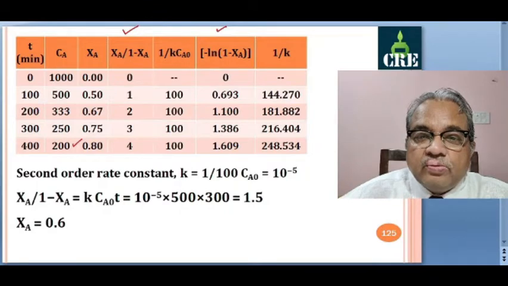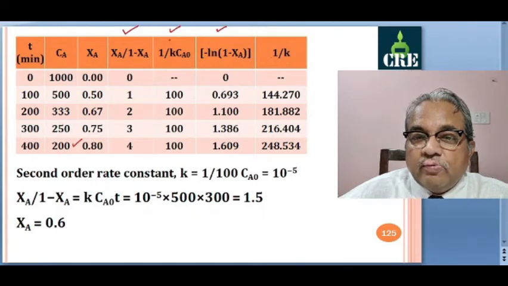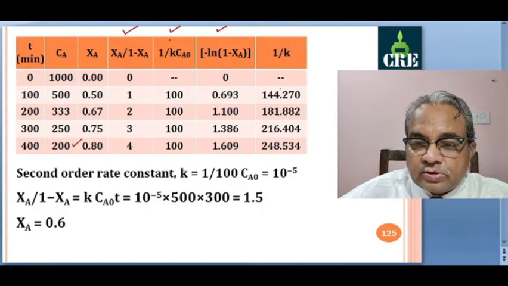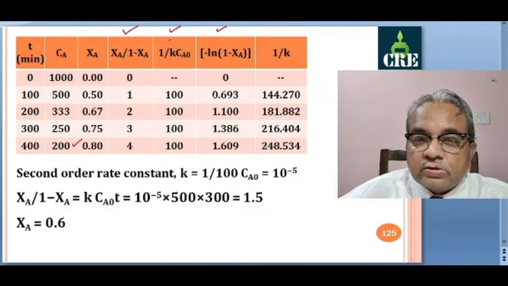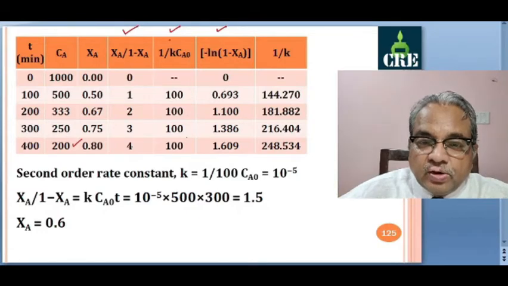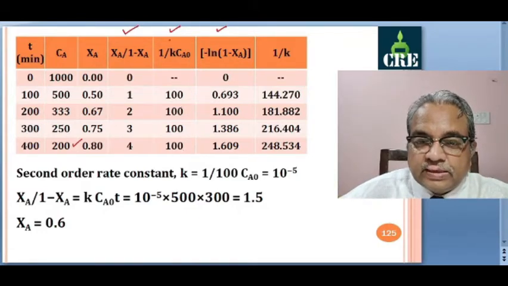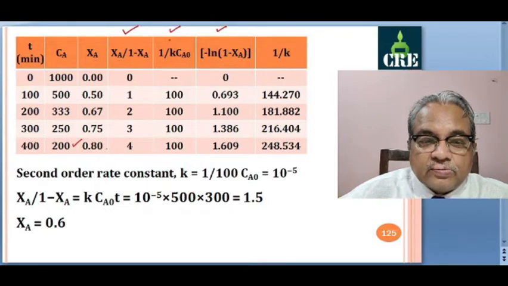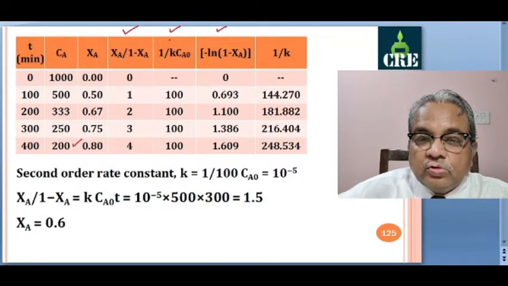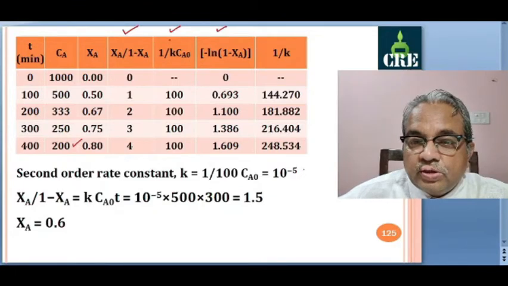And as a function of time, we find out, and this 1 upon k value we can determine from this testing, and 1 upon k Ca0 for this. If this 1 upon k value is constant, then k is constant. So you can see here this is not constant, whereas 1 upon k Ca0 is constant, means second order rate constant is same, 100 for all the points, exactly 100. So it is second order reaction. So second order rate constant is k is equal to 1 by 100 into Ca0. So this second order rate constant comes out to be 10 raised to minus 5.